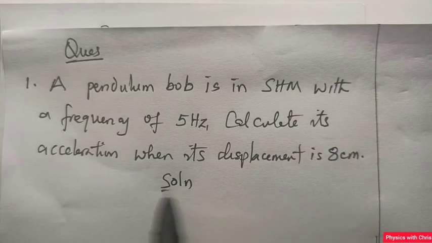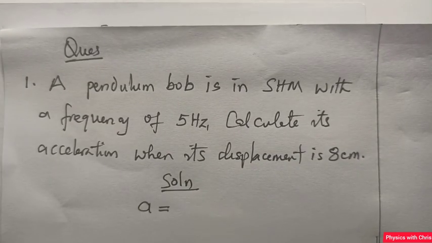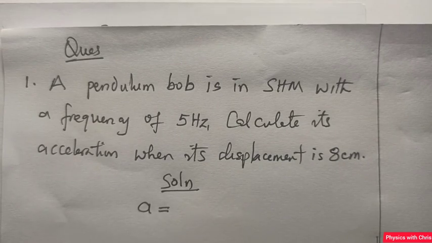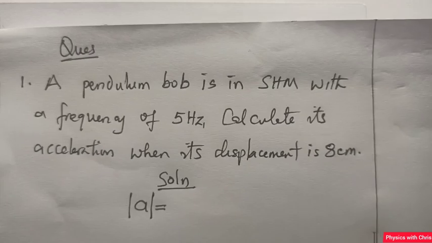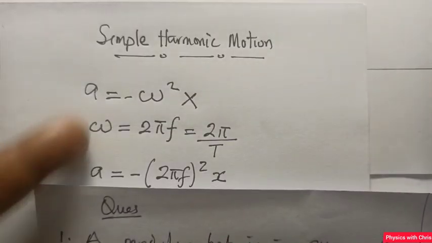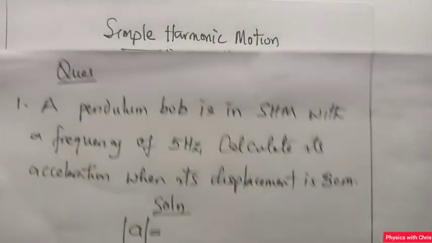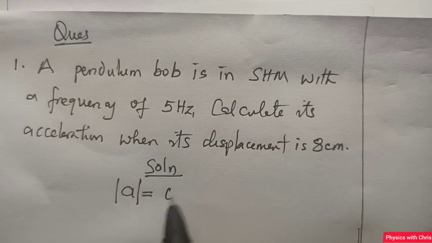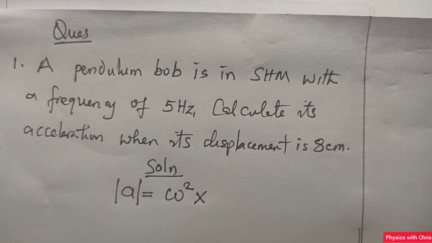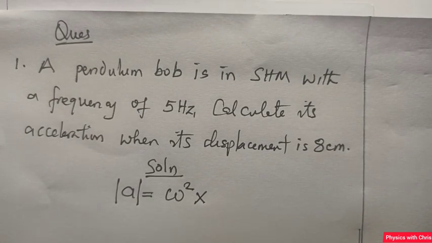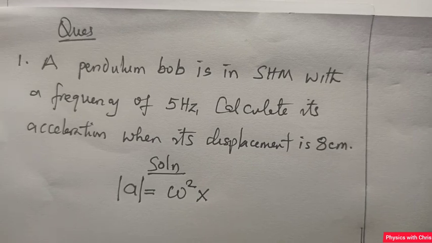Let's write down the solution. If I'm asked to find the magnitude of the pendulum's acceleration, it means I'm going to ignore the negative sign, because in this equation the negative sign clearly shows direction. So I'll ignore that and just take it as omega squared multiplied by my displacement. Now, the units of displacement will be in meters. Most times they'll give you centimeters or millimeters, so make sure you convert it to meters.